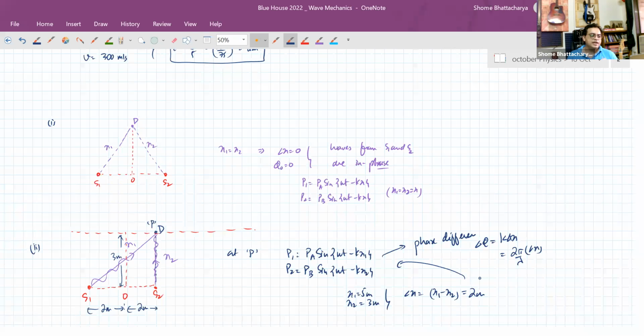So that is where the calculation of lambda that we have done above becomes the most important thing.